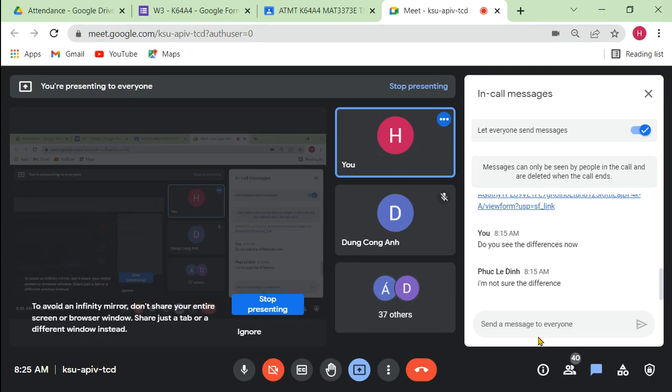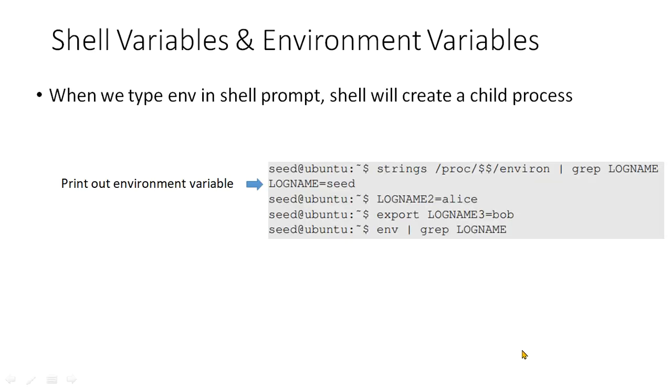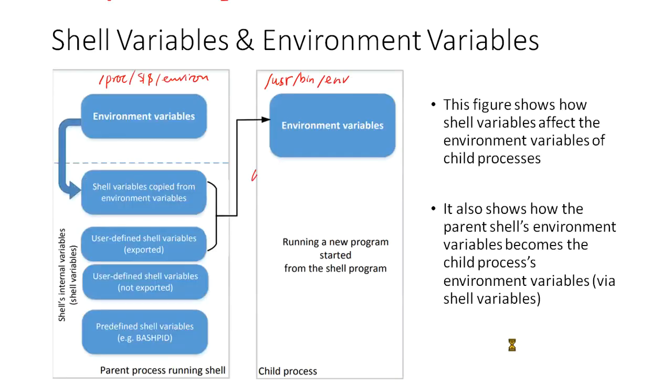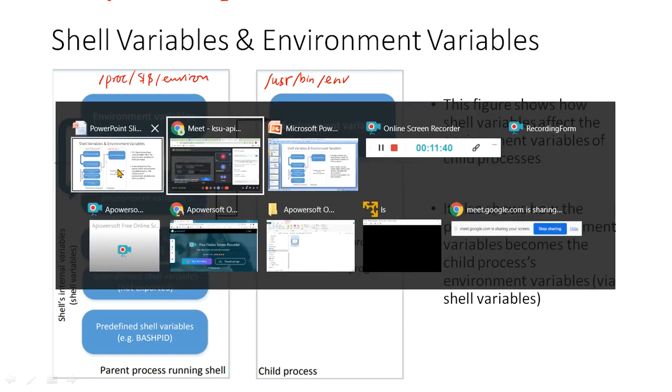Okay, so which one? If you're not so sure, then take a look at this diagram. We use env to display these sets of variables, and this set of variables inherits from the parent process. That means whatever is in the environment variables of the parent process will be copied to the child process, and also whatever is defined and exported in the parent process is also copied to be the environment variables of the child process.